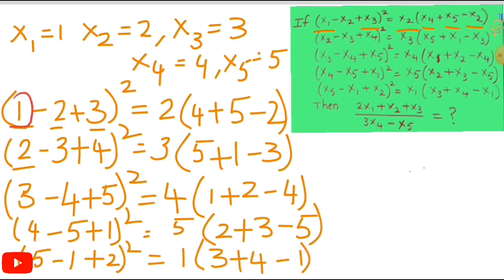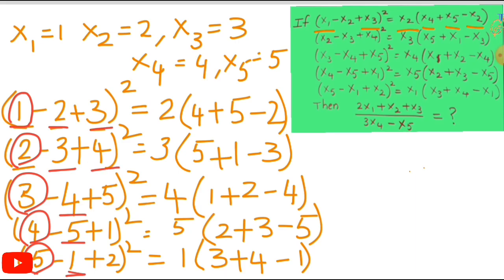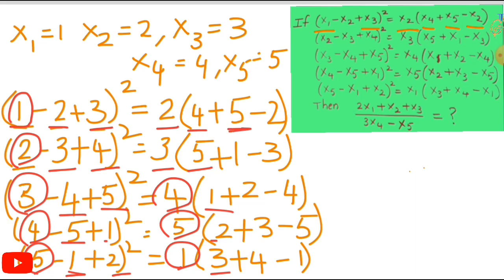See, 1, 2, 3, 4, 5. Here also 2, 3, 4, 5, again 1. And here also 3, 4, 5, 1, 2. If you see the right hand side, 2, 3, 4, 5, 1. See here, 4, 5, 1, 2, 3. 5, 1, 2, 3, 4. Clearly we can see that this equation follows a cyclic pattern. What does that mean? It means each equation is essentially a rearrangement of the previous one.